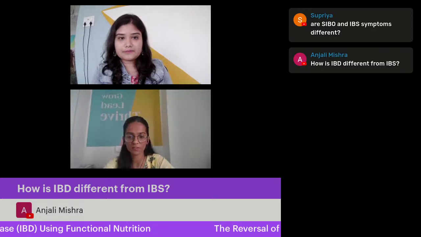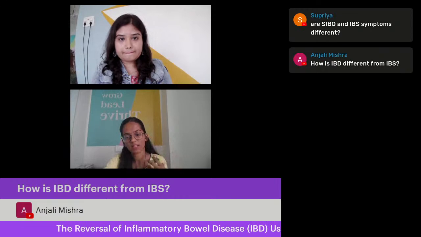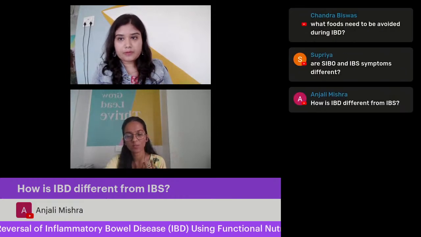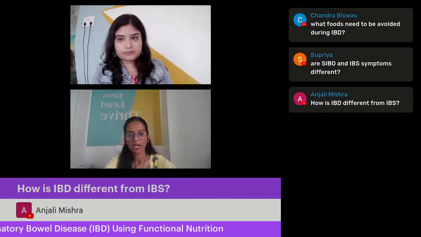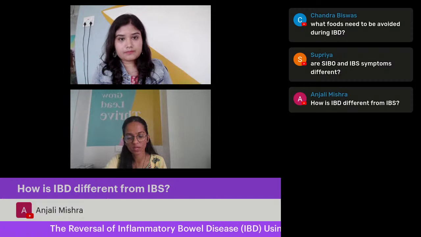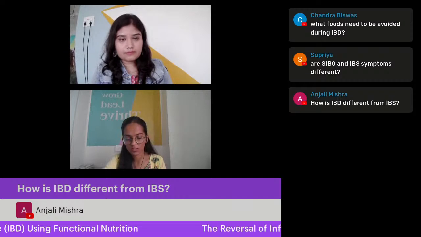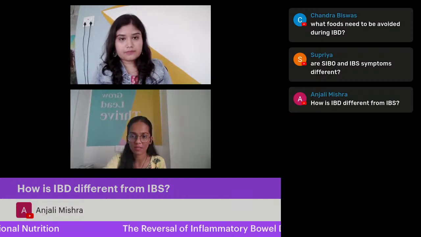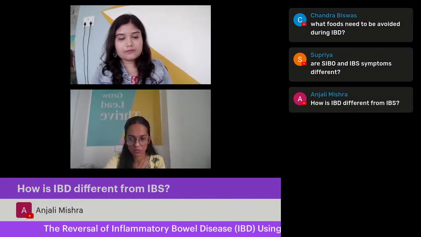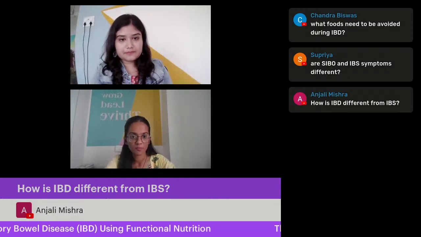Yes, and if we talk about the symptoms also, SIBO, because it is bacterial overgrowth, has a lot of gas production. So the gas comes upwards, and it leads to bloating, gases, burping. With IBS, we get either constipation or diarrhea, or sometimes it is mixed, so we cannot diagnose it easily. So the symptoms also differ there.